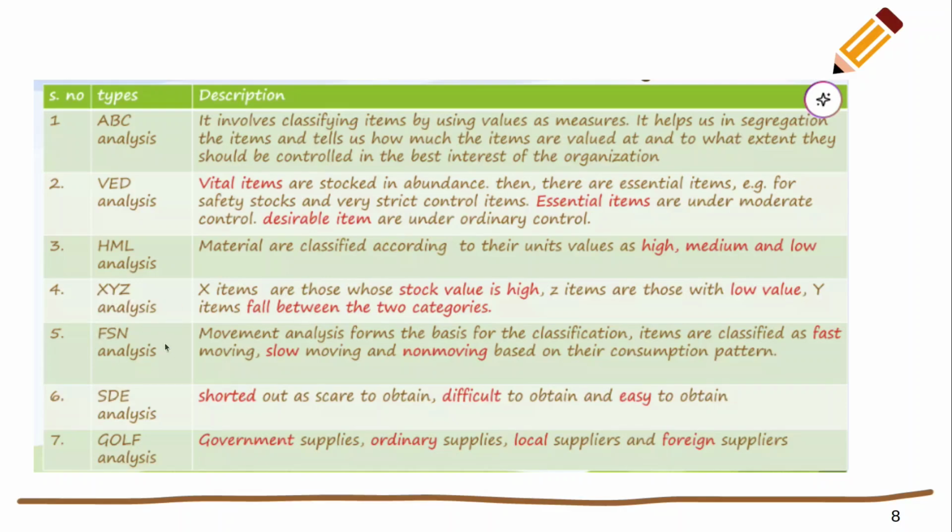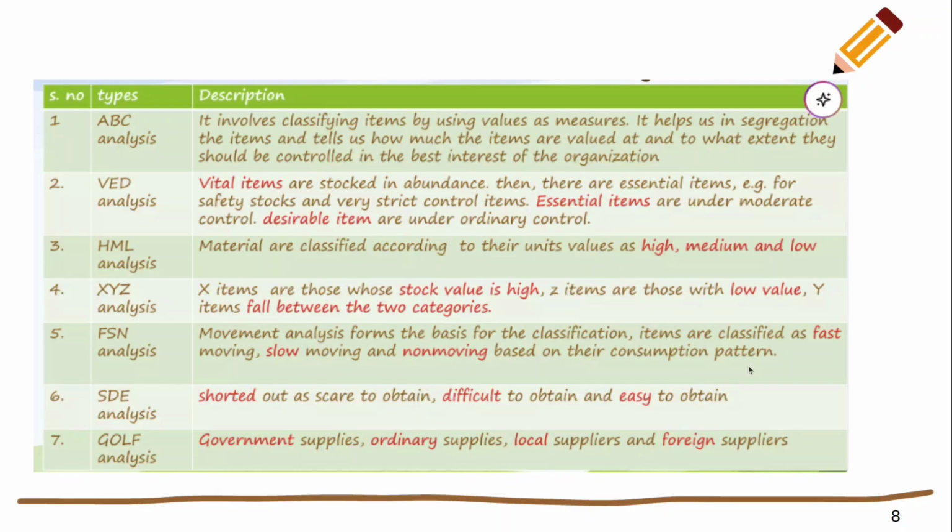FSN analysis. Movement analysis forms the basis for the classification. Items are classified as fast moving based upon the movement. Some items we use so much. Fast moving items are usually cotton, gauze, syringes, IV cannulas. These move very fast. Slow moving items, which we use very rarely, are IV sets, urinary catheters, Ryle's tube. Those are slow moving. Only when patient condition requires, we use them. We don't use them for all the patients.